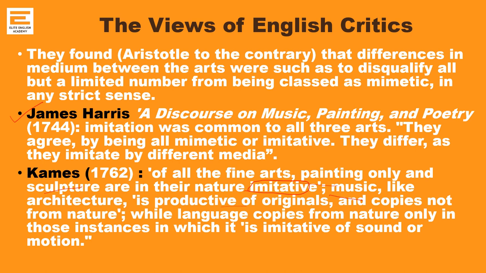So Kames' idea is very important. According to Kames, painting and sculpture are imitative. Music and architecture are productive. They are original. Whereas in literature, there is language. Language copies from nature, but it copies only sound or motion. So these are the two critics' views on imitation.